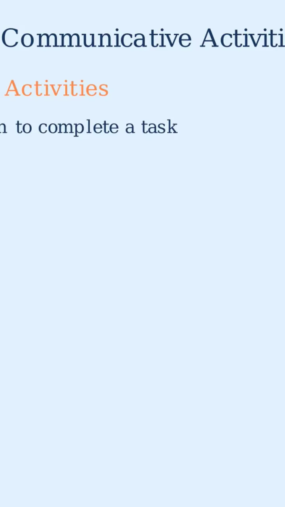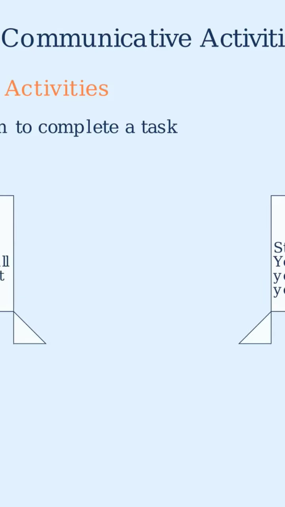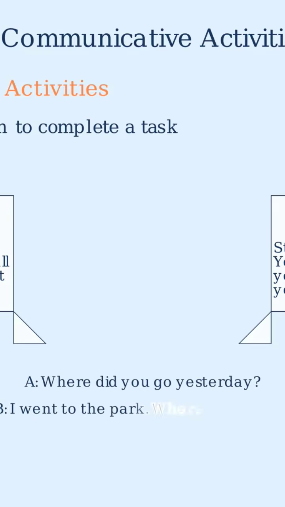A key part of communicative grammar teaching is using activities that require students to use the target grammar for meaningful communication. Information gap activities require students to share information to complete a task, naturally creating the need to use specific grammar structures. Here's an example of an information gap activity for practicing the simple past tense. Students must use the past tense to ask and answer questions about what they did yesterday, filling the information gap between them.